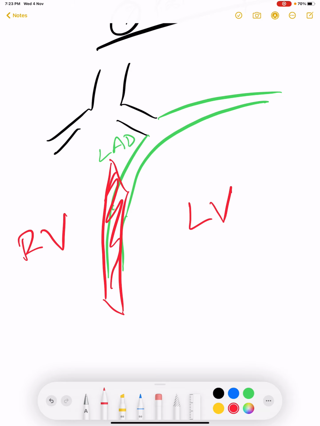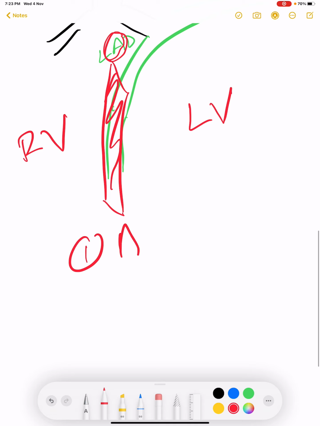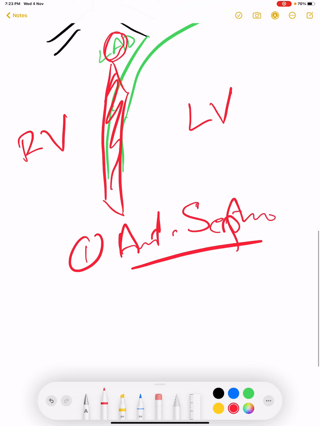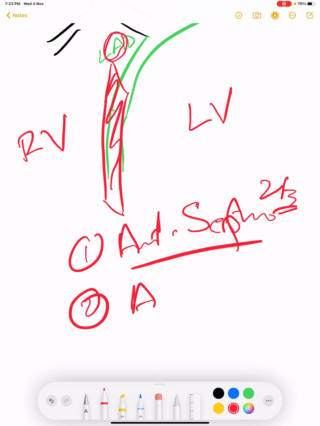And because it is lying anteriorly, it will supply the anterior portion of the septum, right? Anterior 2/3 of the septum is supplied by left anterior descending. Second, it will supply the anterior wall because it is lying anteriorly. That's simple.